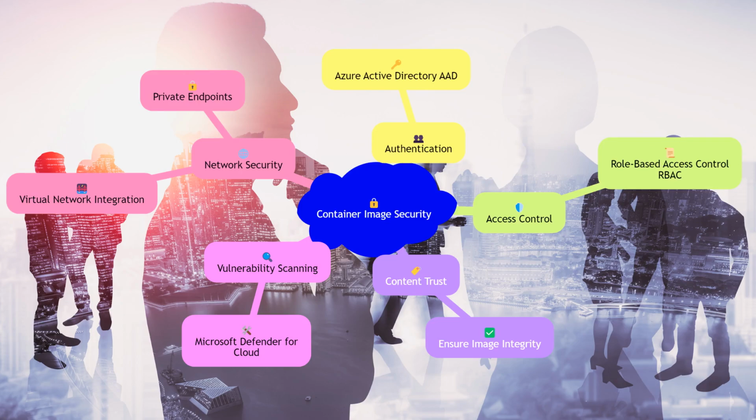Security is paramount when dealing with container images. Use Azure Active Directory, AAD, for authentication and role-based access control, RBAC, to manage permissions. Enable content trust to ensure the integrity of images. Regularly scan images for vulnerabilities using tools like Microsoft Defender for Cloud. Implement network security measures like virtual network integration and private endpoints to restrict access to your ACR.